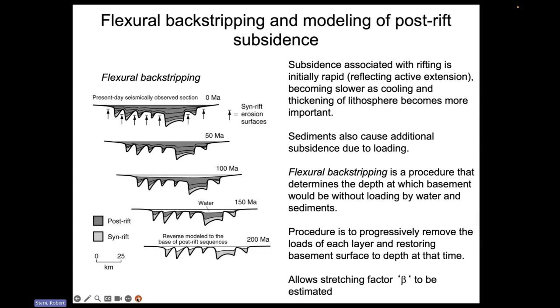Okay, now flexural backstripping is what specialists do to reconstruct the amount of extension. So here we've got the post-rift sediments. You basically just strip off the sediments, mathematically, because they cause additional subsidence due to loading. And flexural backstripping is a procedure that determines the depth at which the basement would be without loading by water and sediments. And that allows you to determine the stretching factor, the beta.